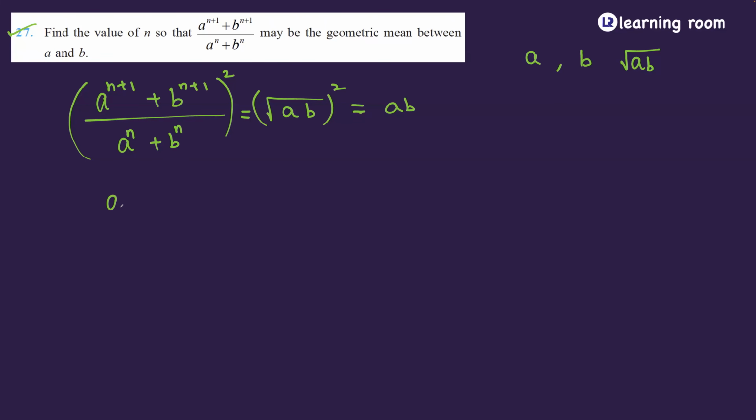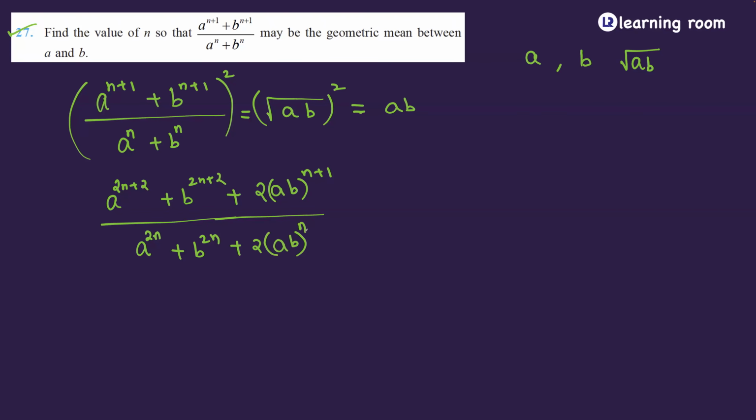It will be a power 2n plus 2 plus b power 2n plus 2 plus 2 times ab raised to the power of n plus 1, right? The whole divided by a power 2n plus b power 2n plus 2 times ab raised to the power n. So this should be equal to how much? This should be equal to ab. Right. So how are we going to solve this? We need to find the value of n. So how are we going to approach?